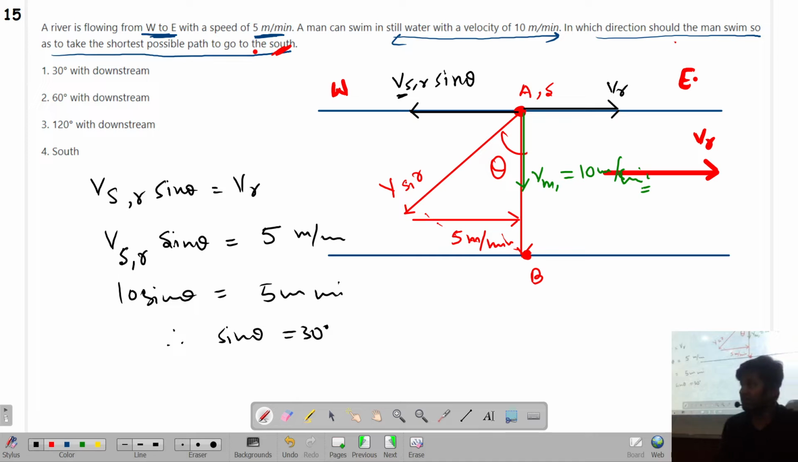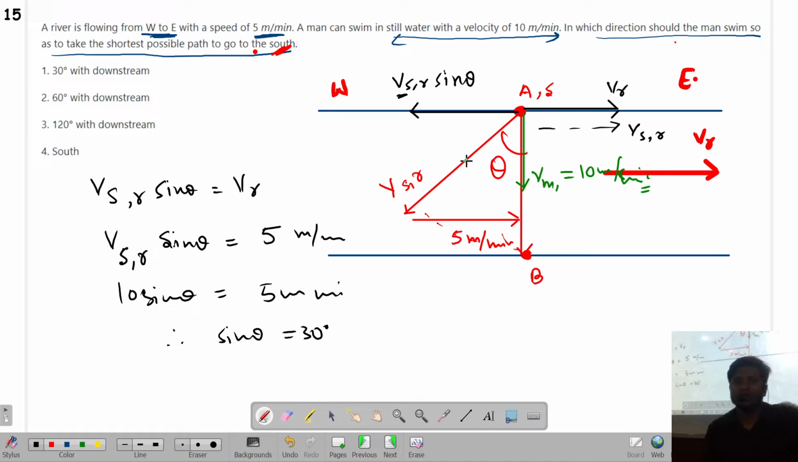Is there any kind of option over here? 30 degree with the downstream. Is that correct? What is downstream? When the person swims along the direction of river, or not? Tell me, yes or no. But the river direction is this way, and the person is going this way. This is the actual direction of the swimmer with respect to river if the person travels downstream, or not? Tell me, yes or no?